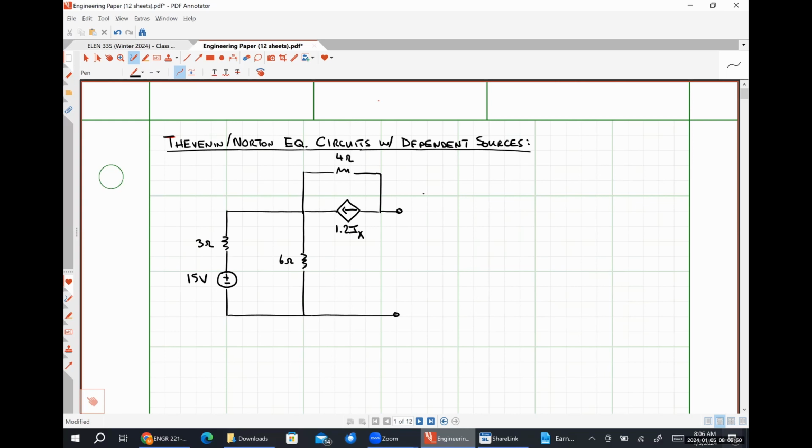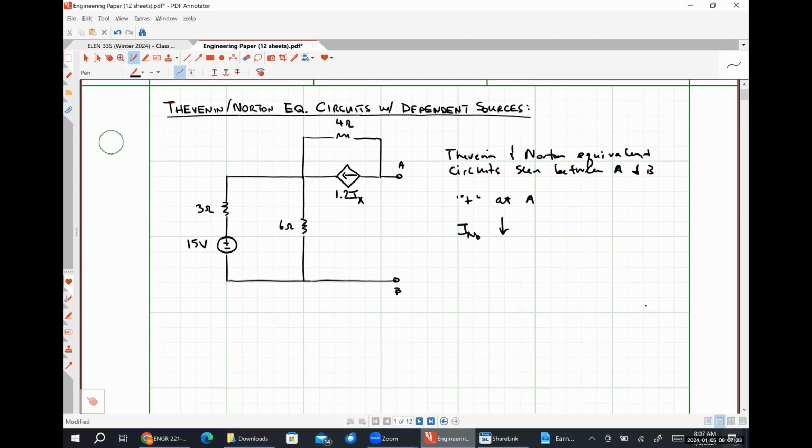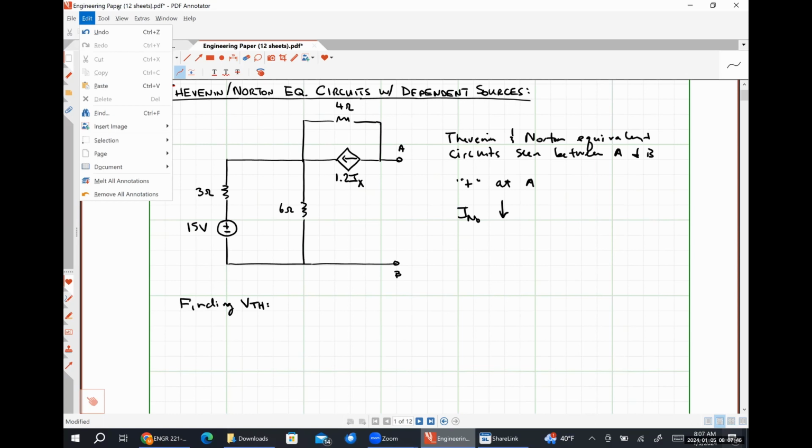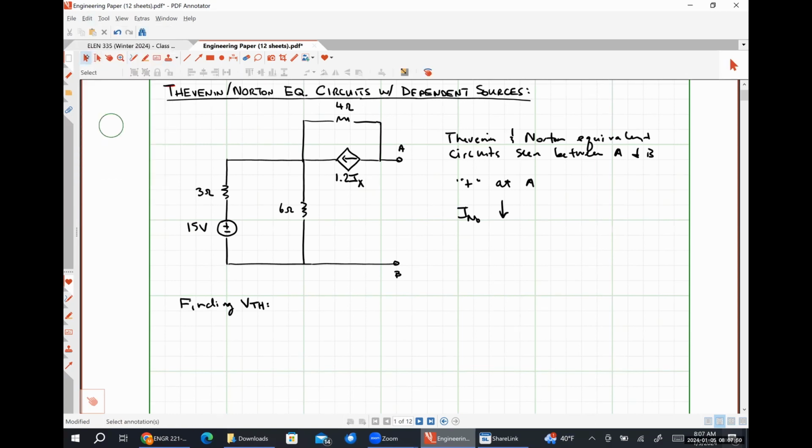And then here is our set of terminals, A and B, and we want to find the Thevenin and Norton equivalent circuits in between terminals A and B with the positive polarity reference at A, and the current direction is down. All right, so the first thing that we're going to do is find VTH here. So let me copy this circuit while you guys think about how we're going to solve for VTH.